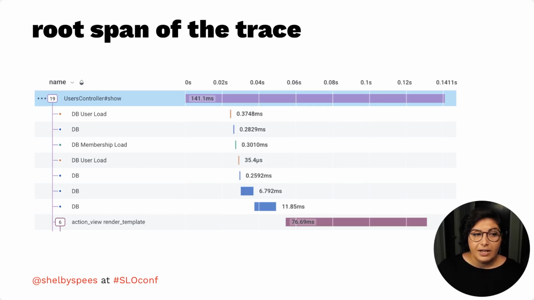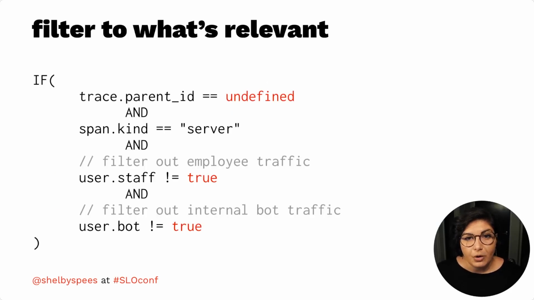For synchronous requests where there's a human at the other end waiting for a page to load or a software service waiting for an API response, the root span tracks the duration of that request. And so it's the right span to look at. We also want to make sure that we're getting an accurate representation of the customer experience. So let's filter out requests from staff users and from internal bot users. And these user fields come from custom instrumentation.